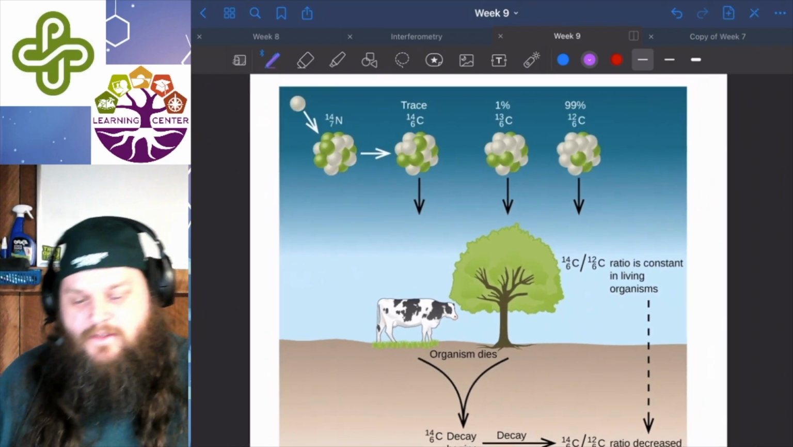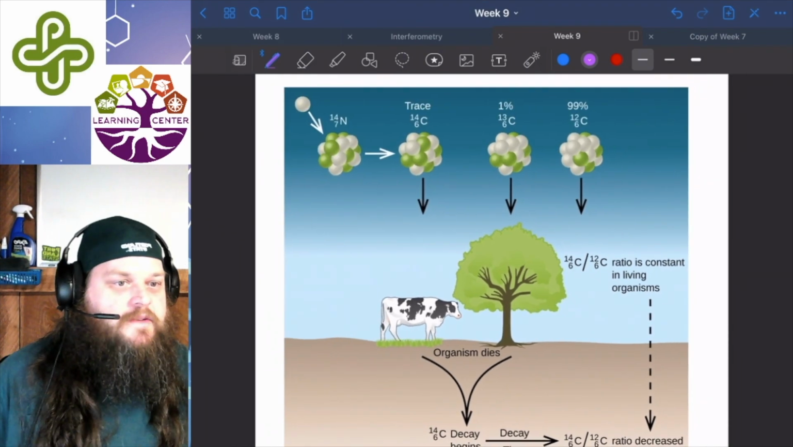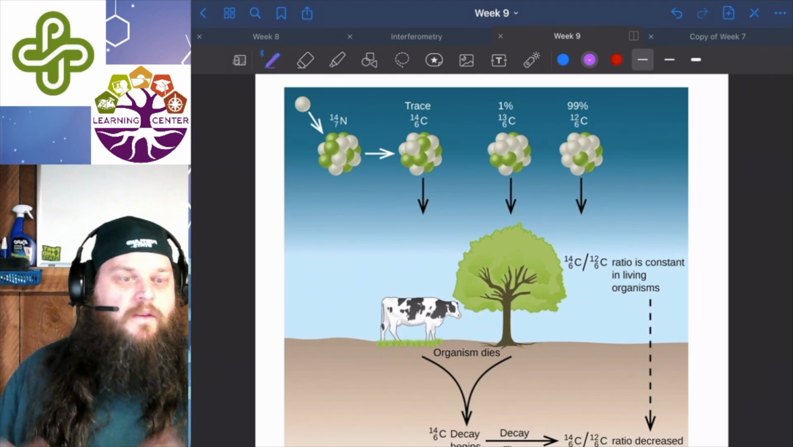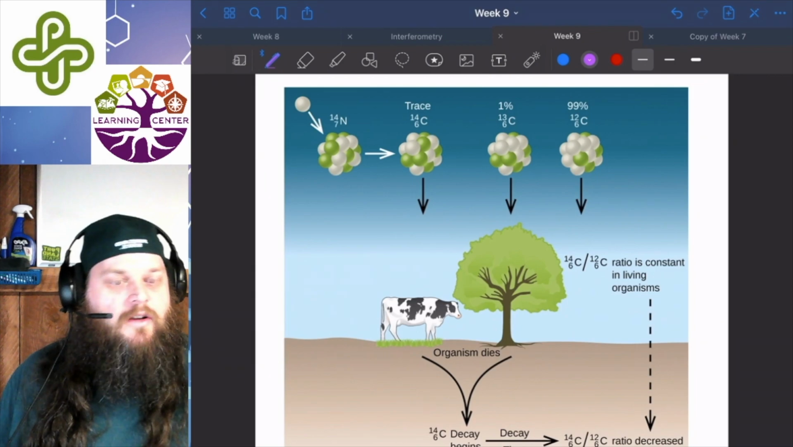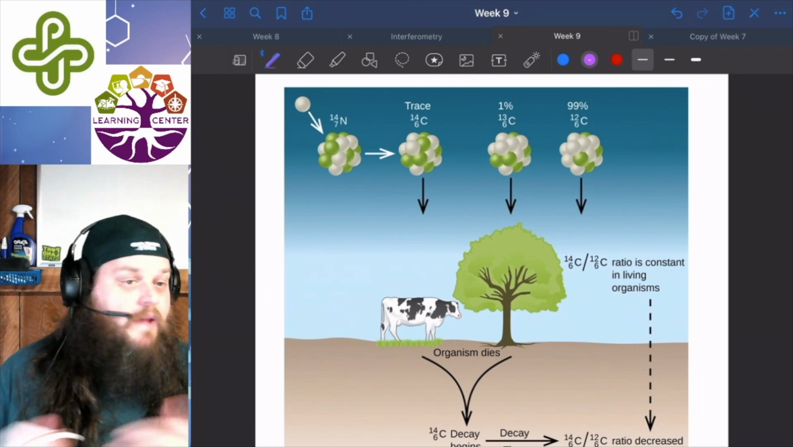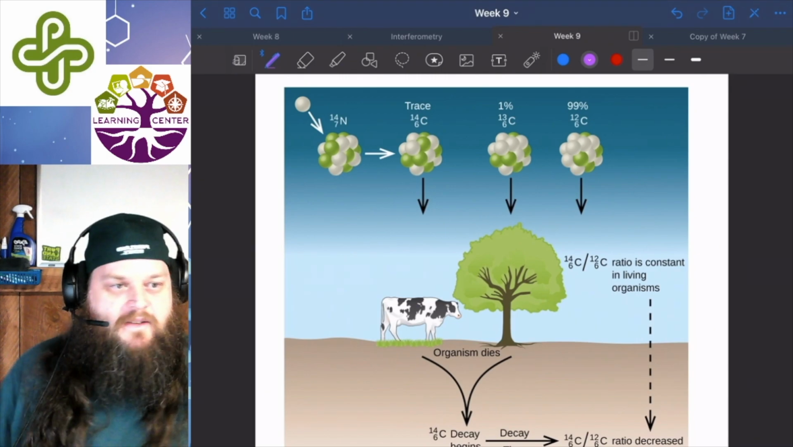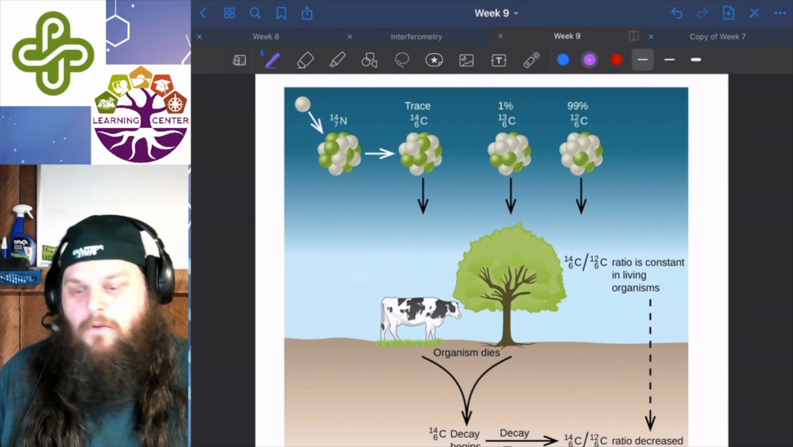I really like this diagram. It shows the different percentages. It talks about how the plants absorb the carbon, we absorb the carbon, animals absorb the carbon, and eventually when everything dies, that carbon-14 level starts to decrease. And we can use that decay rate to our advantage.